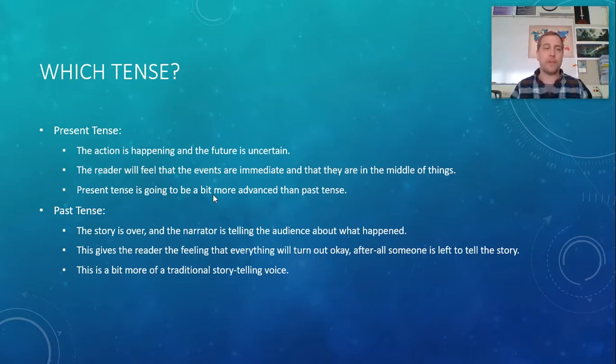So, when you write in the past tense, there's never really that big worry, especially if it's first person, that the narrator is going to come to some serious harm because they're still there to tell the story. But this is a little bit more of a traditional storytelling voice, and you're going to find the vast majority of stories are written in the past tense. But it's probably more recommended if you're a beginning writer to write a story that already happened rather than one that's happening immediately.